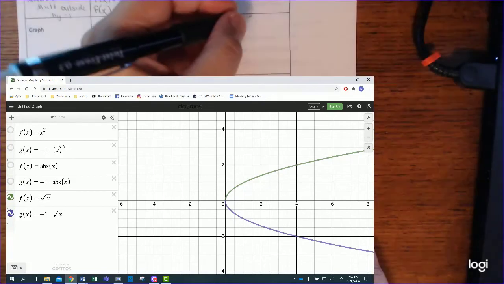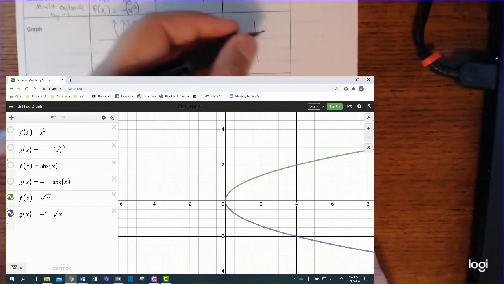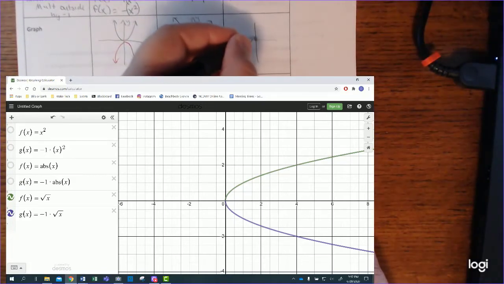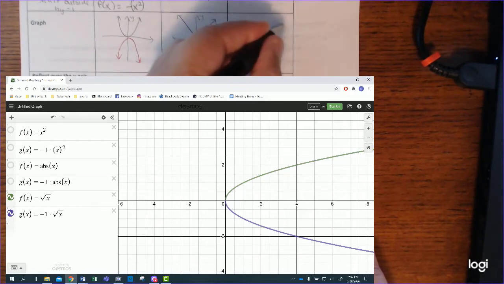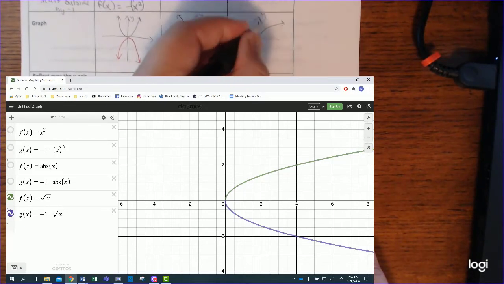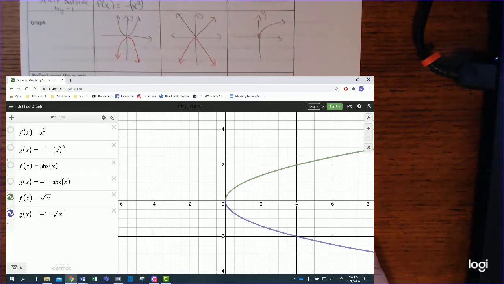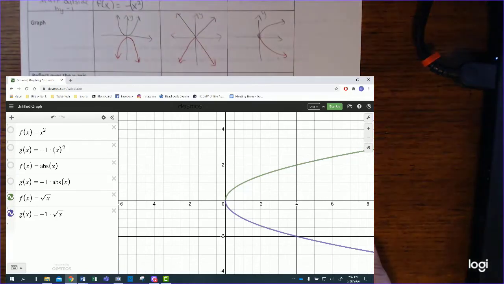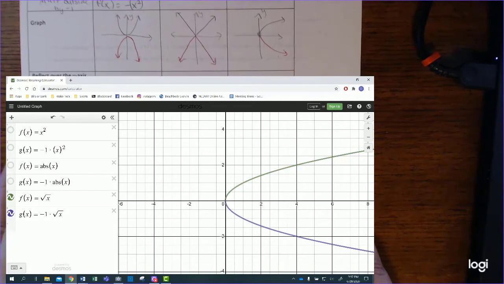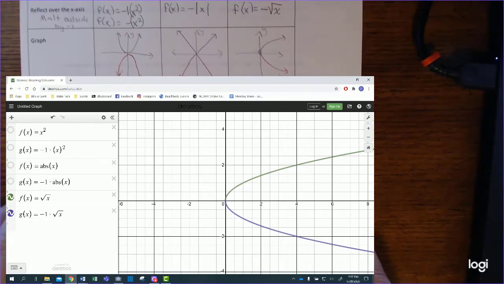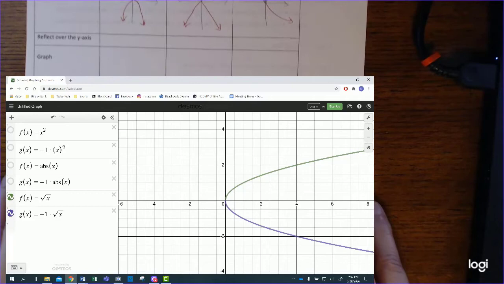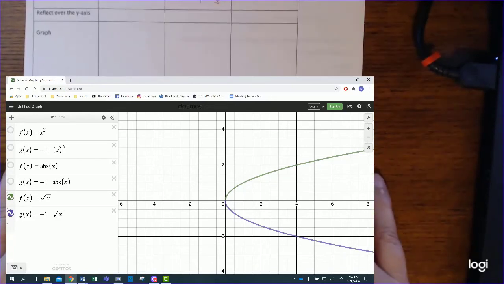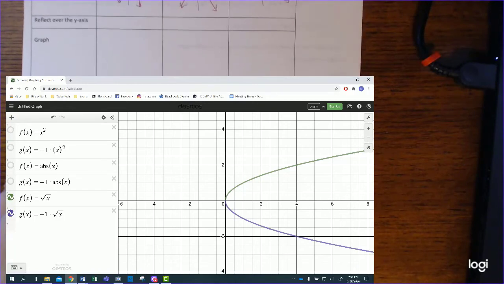And square root of x has a restriction on the domain. X can't be negative under that radical. It looks like that. And if I have y equals negative square root of x, it's going to flip that right over the x-axis. Okay, if we understand how to reflect over the x-axis, hopefully this will make sense for how you reflect over the y-axis. I'll just keep it right here with the square root.